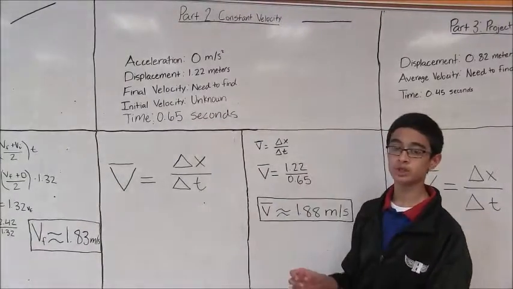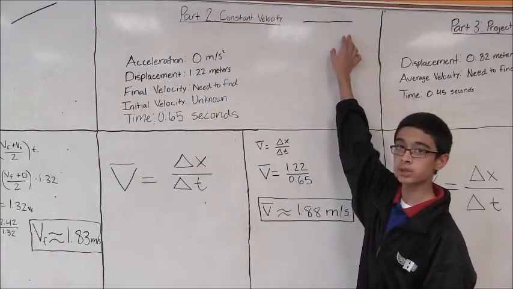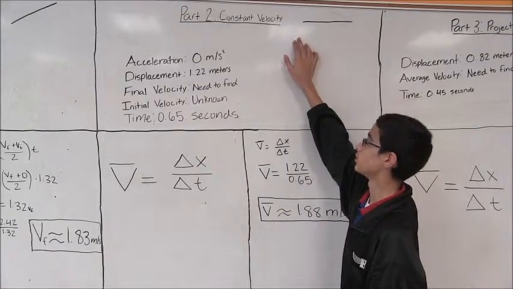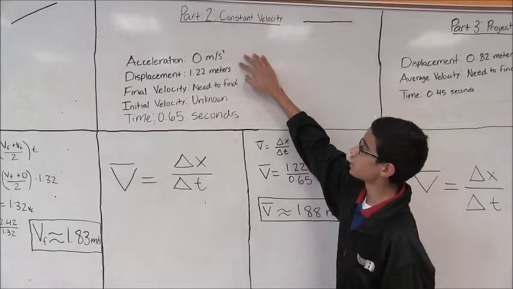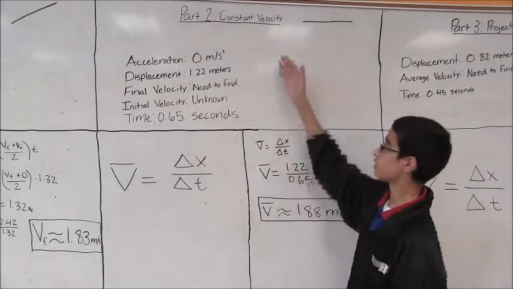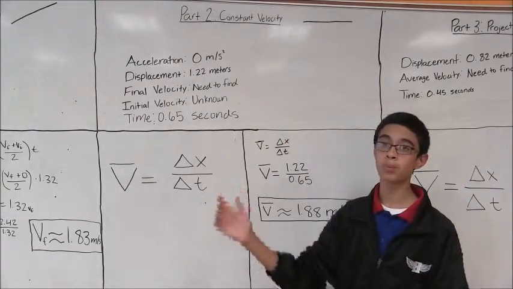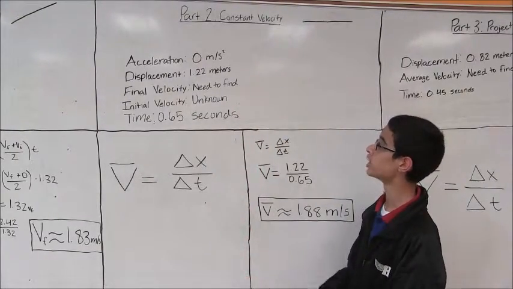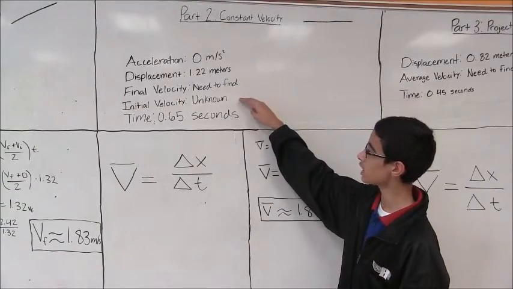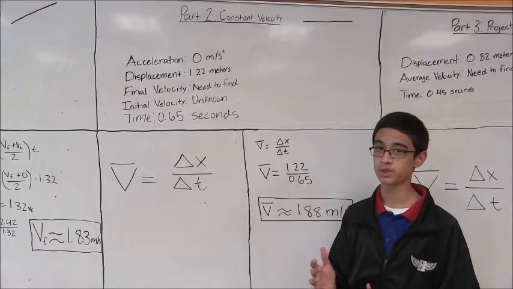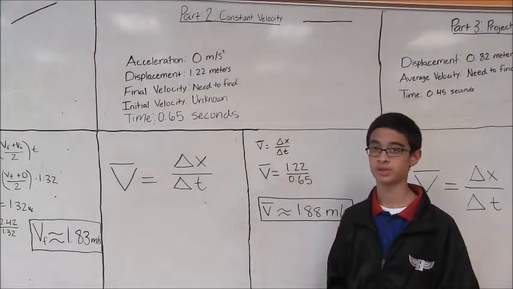So for part 2 of the experiment, the object has a constant velocity, which means that the initial velocity of the object is equal to the final velocity of the object. And we are given the following information. The acceleration is 0 meters per second squared, especially because this has a constant velocity. It displaces 1.22 meters in the x direction. The final velocity is again what we need to find. The initial velocity is not 100% surely known, and the time it takes for this to happen is 0.65 seconds.